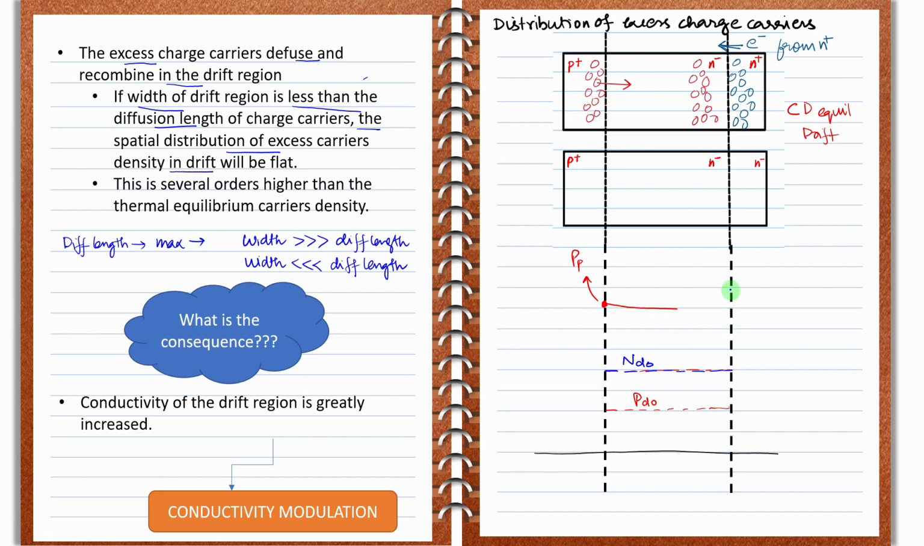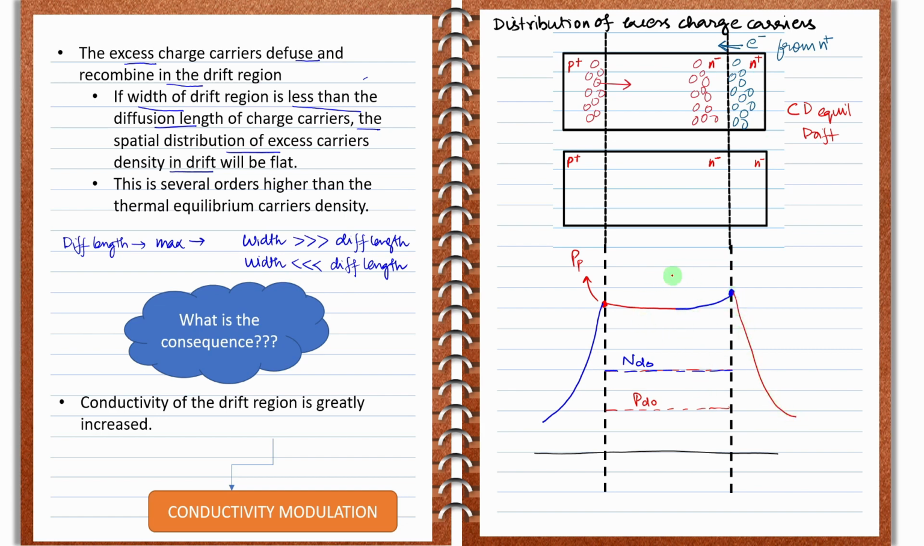Similarly for electrons, the concentration will be very high here, because in the forward bias condition at the depletion region, the concentration of electrons of the N plus region will be high at this point, and here also it will be something like this. Once these electrons come into this area, they will undergo recombination, and it will become something like this. Similarly, the distribution of the p-type charge carriers, because here they are becoming the minority carriers, will be something like this.